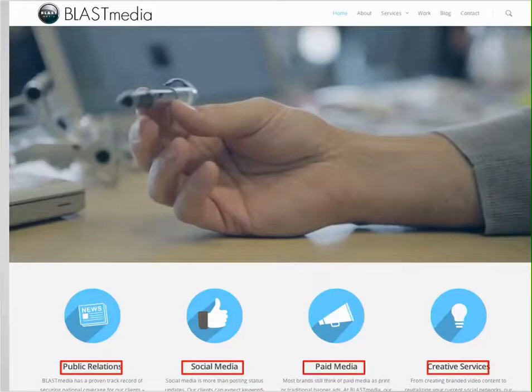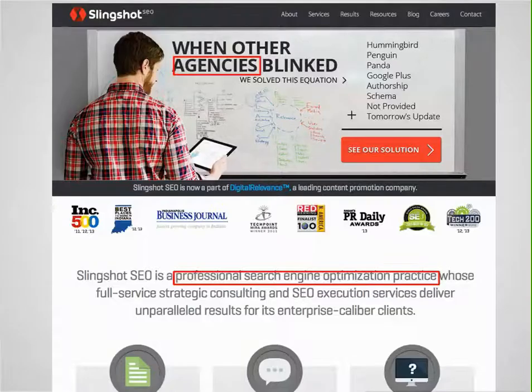Let's look at Blast Media. They are a social media services company. They do public relations, social media, paid media, creative services. So their clients go to their site and they want to know, can this person help me? Or, can this company help me? Can Blast Media help me? And they know in their mind what they want. And so Blast Media just puts it right out there on their page. Public relations, social media, paid media, creative services. That answers the visitor's question immediately.